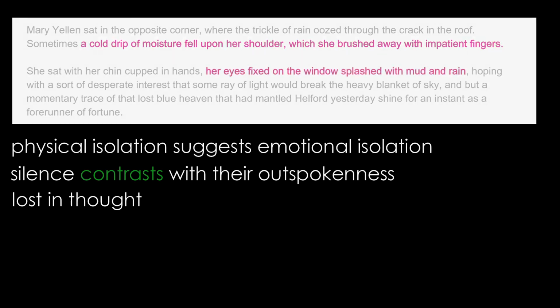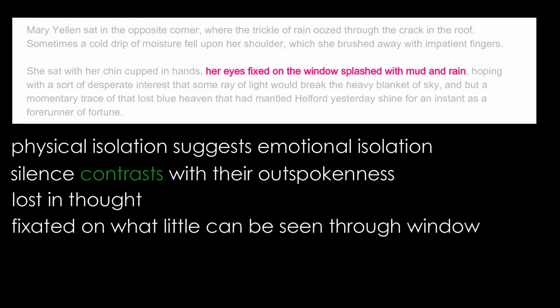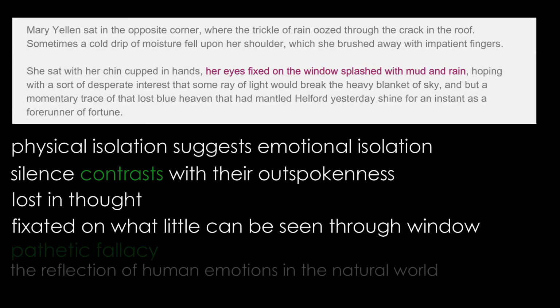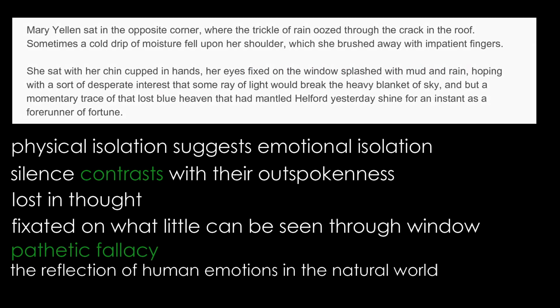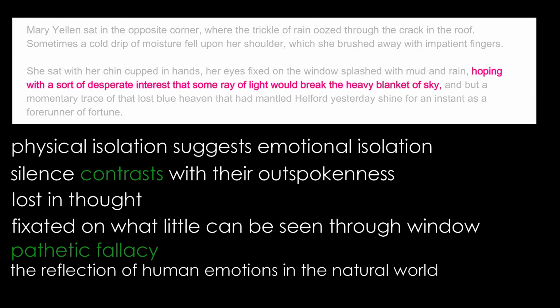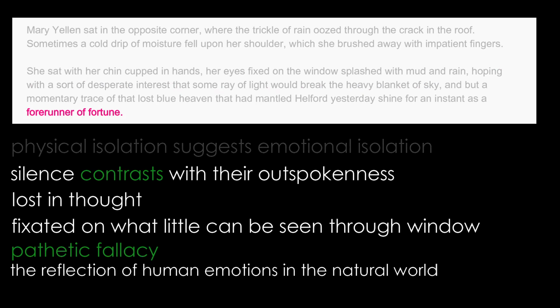She appears fixated on the little she can see through the window. The writer successfully uses pathetic fallacy to link her hopes and fears with the weather, as she hopes with a sort of desperate interest that the sun will break through the heavy blanket of sky, which she will take as a forerunner or good omen of fortune.